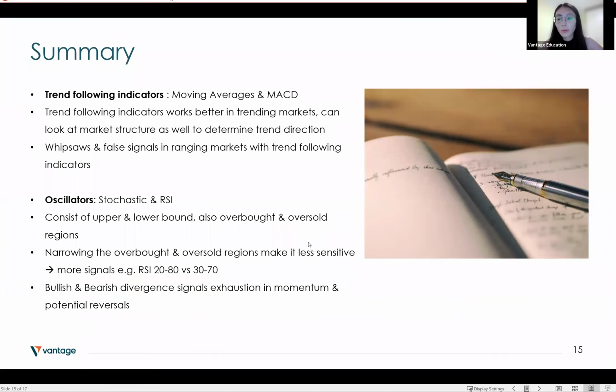So let's just do a brief summary of what we've covered so far. We covered trend following indicators and oscillators. In general, for trend following indicators, we covered moving average and MACD. Trend following indicators would work better in a trending market. It's important that we look at market structure as well. As we've covered so far in this session, it's important to look at whether prices are forming higher lows and higher highs, or lower lows and lower highs.